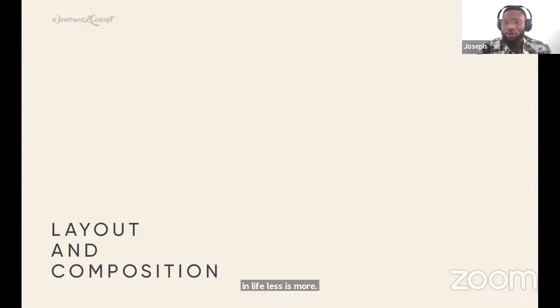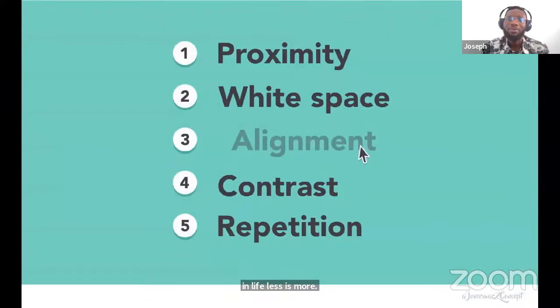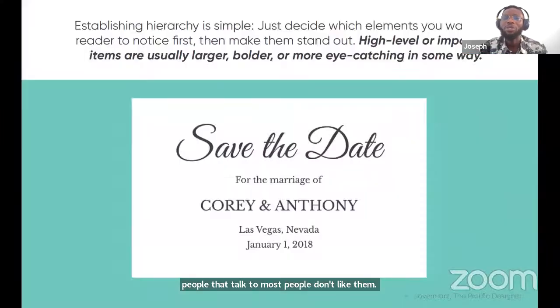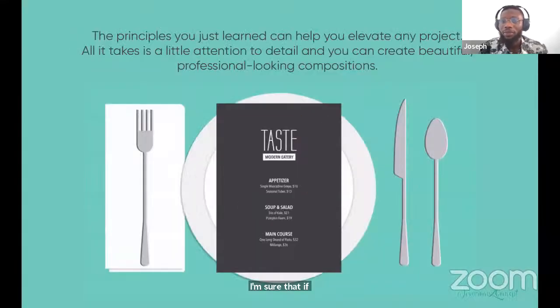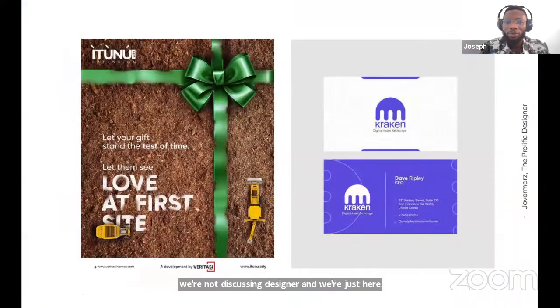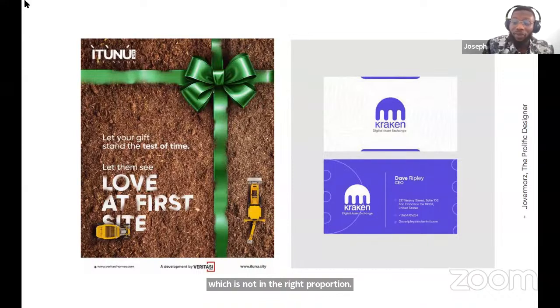People that talk too much, people don't like them. I'm sure that if we were not discussing design now and we're just here talking for the past 2 hours plus, you'd probably be feeling like, this guy is talking too much. Exactly. Too much of everything becomes bad when it is not in the right proportion. So white space is very good.